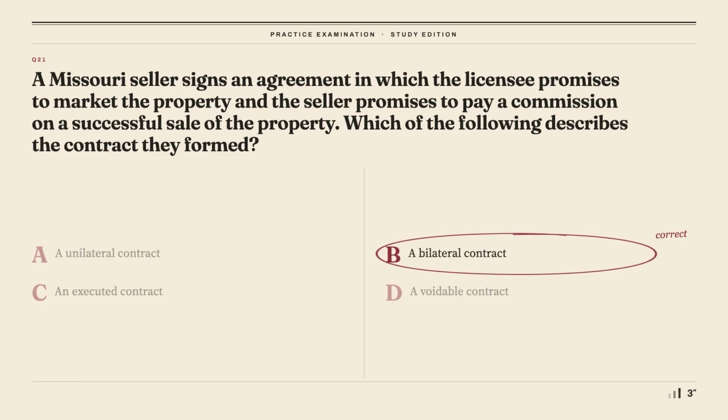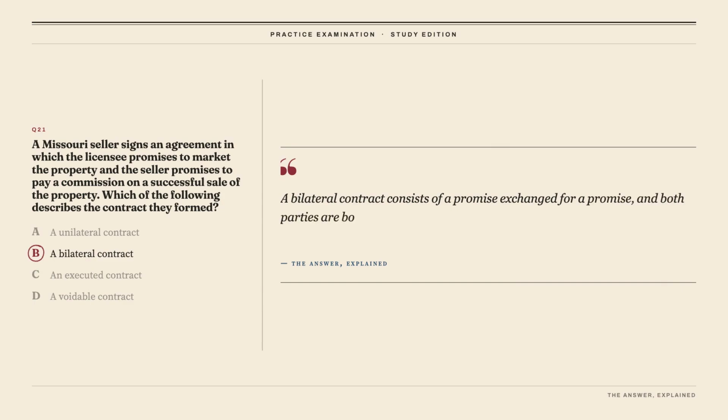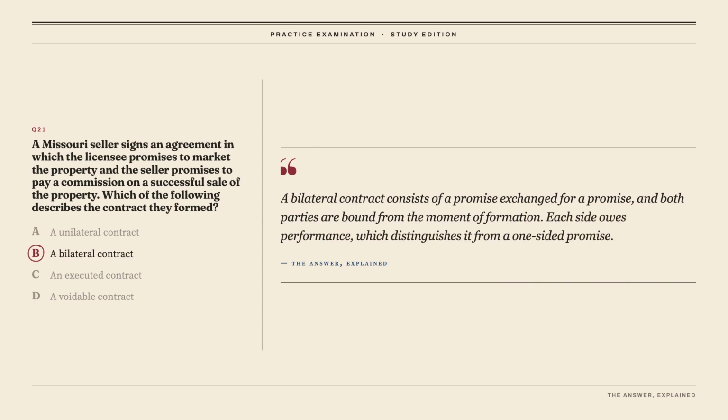The correct answer is B, a bilateral contract. B is correct because a bilateral contract consists of a promise exchanged for a promise, and both parties are bound from the moment of formation. Each side owes performance, which distinguishes it from a one-sided promise.